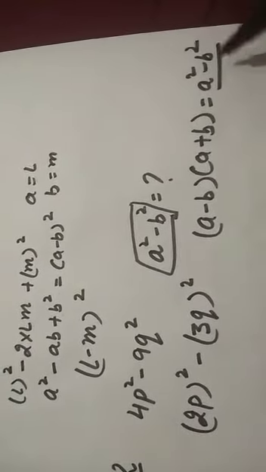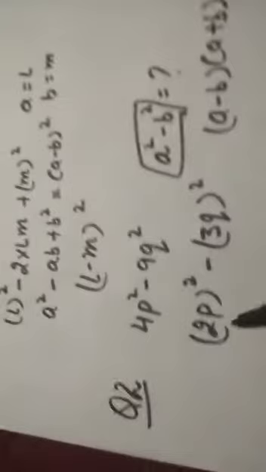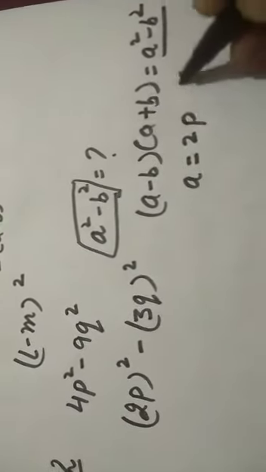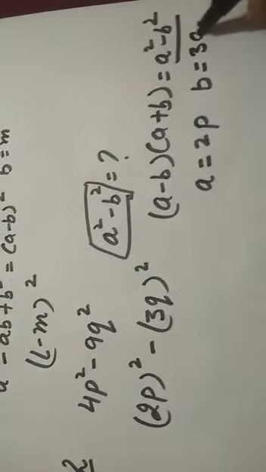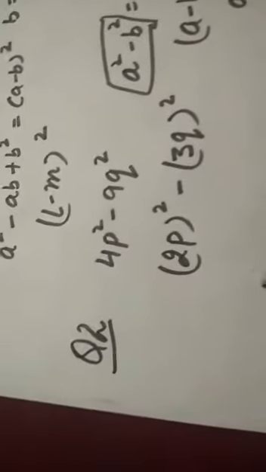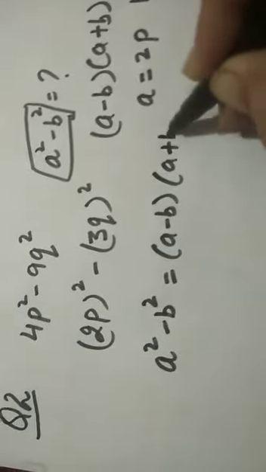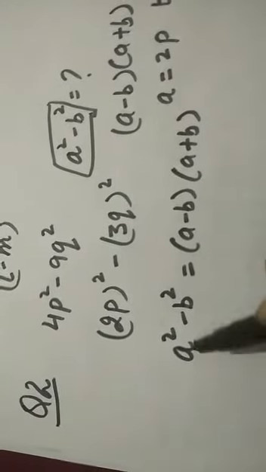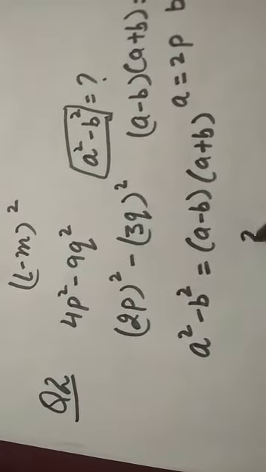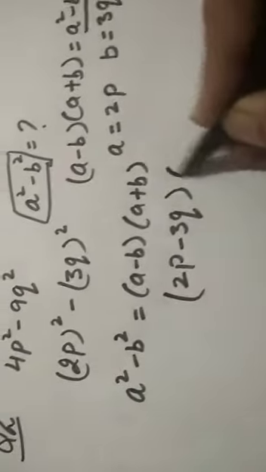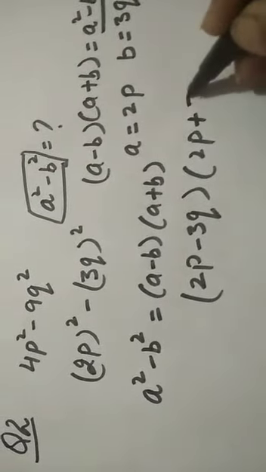So on the right hand side, that is a square minus b square, and this side also is in the form of a square minus b square, where a is 2p and b is 3q. So we'll write, by using a square minus b square, that will be equal to a minus b and a plus b. These are the factors of a square minus b square. So this is 2p minus 3q and 2p plus 3q.